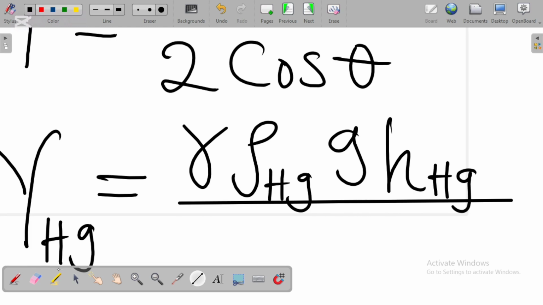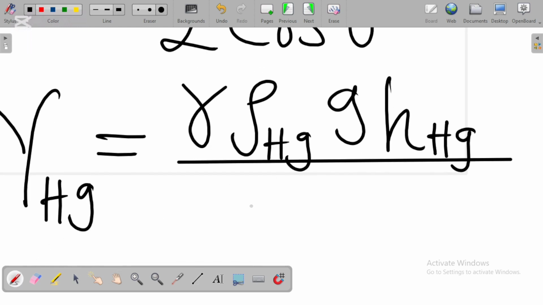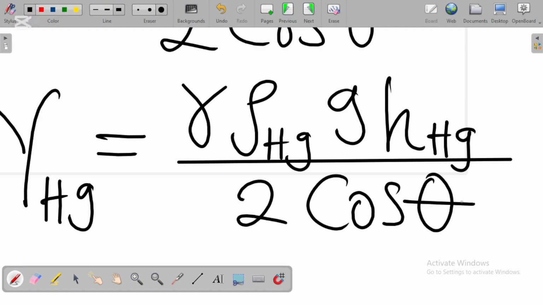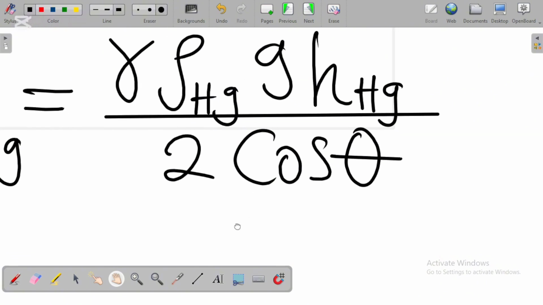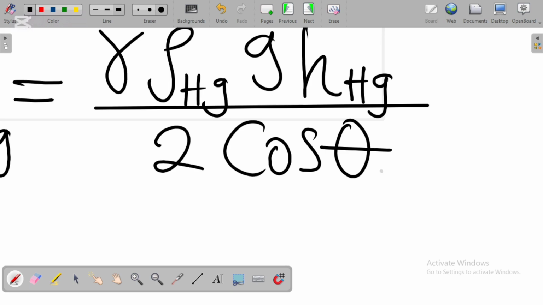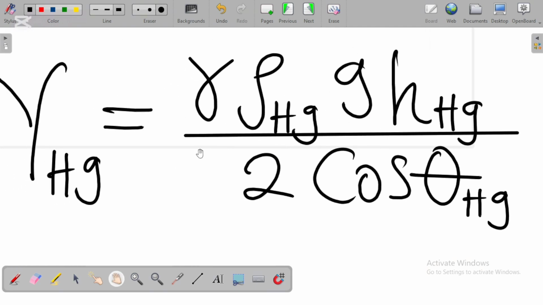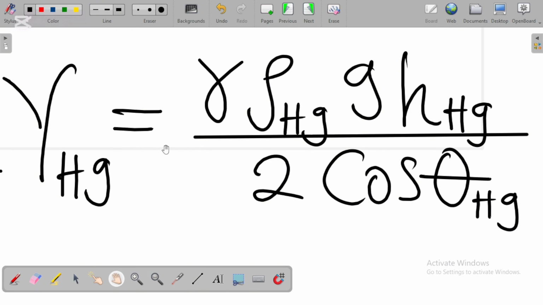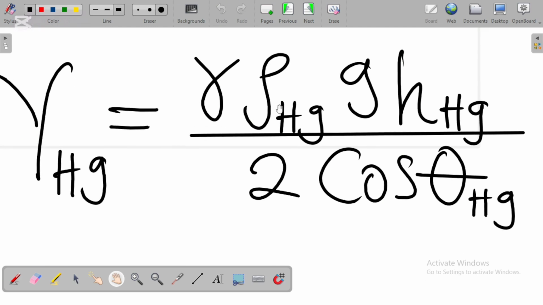They are all over 2 cos theta. Now the theta here is the angle of contact, and angle of contact differs. So we have the angle of contact for mercury. So this is the formula for finding surface tension of mercury.